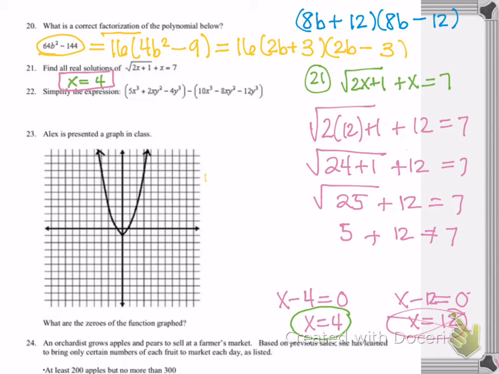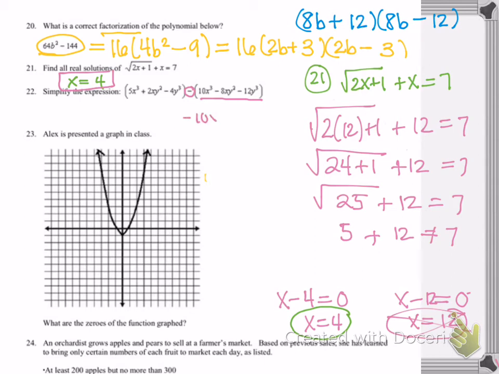Number 22 is pretty easy. We're just going to simplify the expression, which means we need to combine like terms. The reason people miss number 22 and problems like it is because they're not very careful about this minus sign. This minus sign means that we're subtracting everything in these parentheses. So you got to be really careful when you do that. One way to avoid making a mistake is to rewrite this problem distributing that negative into the parentheses.